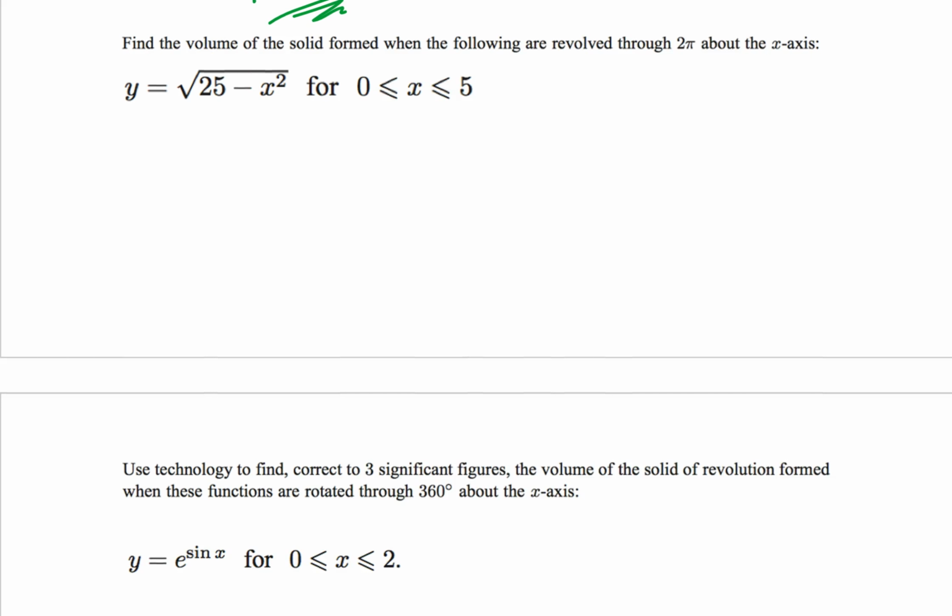Let's do another one. So look at this one. Again, notice it says volume, so I'm just putting the formula in right away. Just thinking of the limits also. Easy.